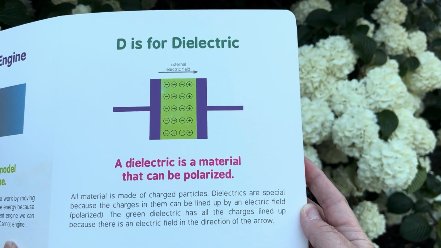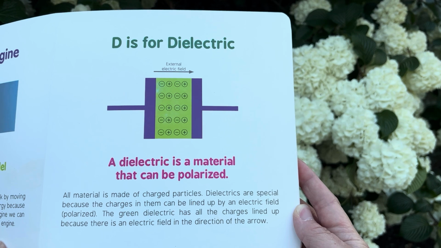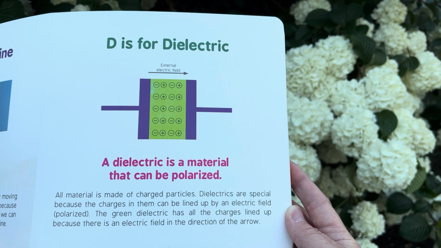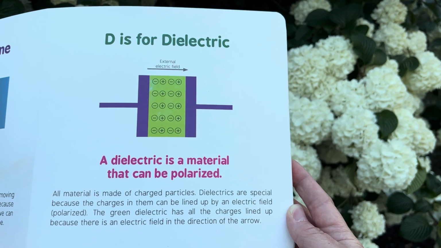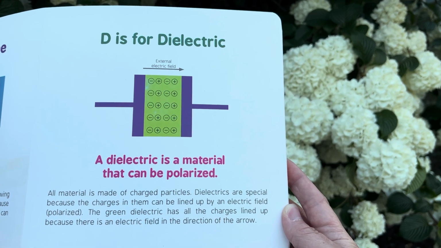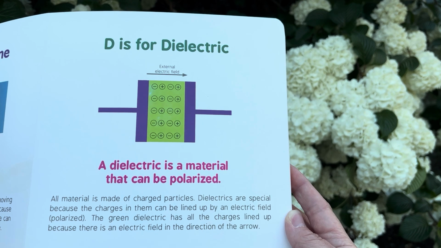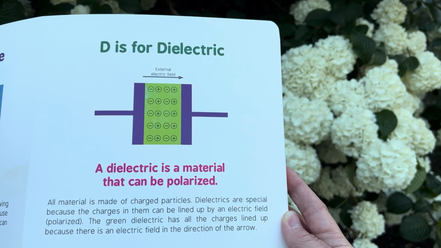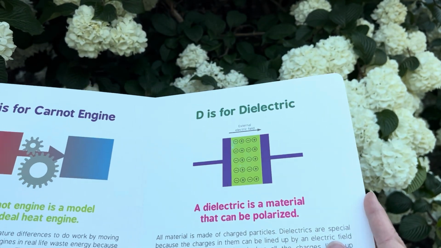D is for dielectric. A dielectric is a material that can be polarized. All material is made of charged particles. Dielectrics are special because the charges in them can be lined up by an electric field, polarized. The green dielectric has all the charges lined up because there is an electric field in the direction of the arrow.